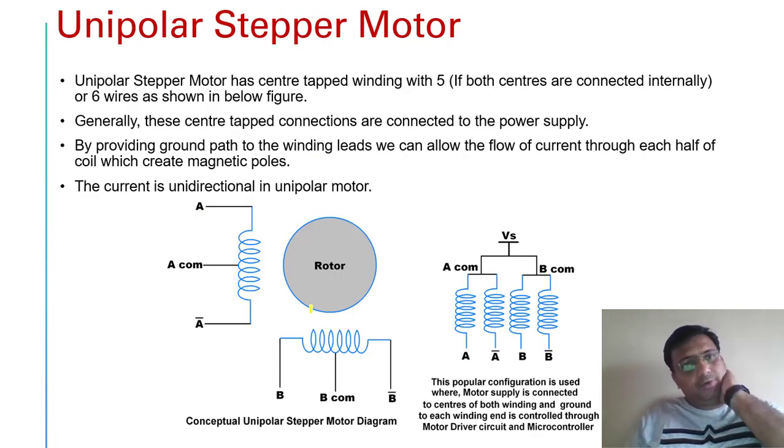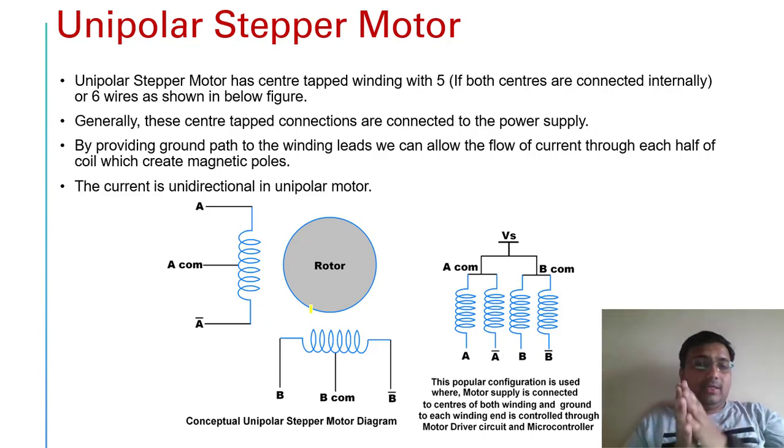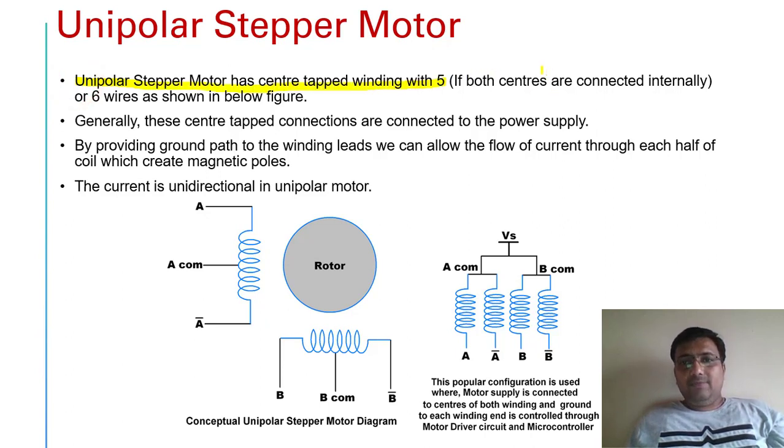So this is the first type of stepper motor, the unipolar stepper motor. The diagram shows how the windings look for the unipolar stepper motor. The unipolar stepper motor has a center tap winding. For the unipolar stepper motor, the center tap winding comes with 5 wires if both centers are connected internally, or 6 wires as shown in the figure.